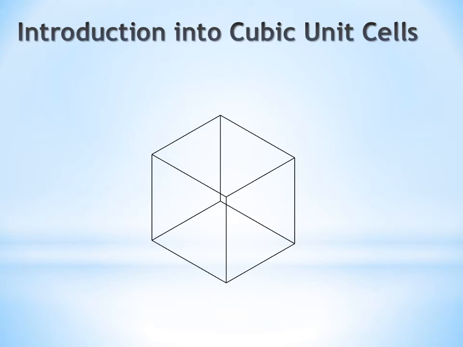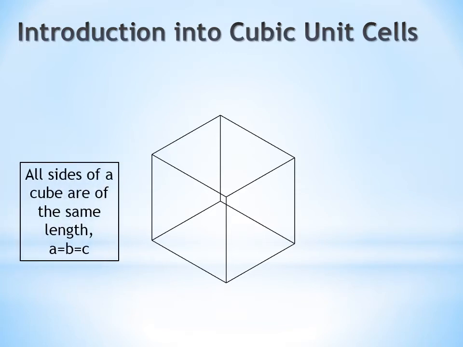Taking one of the 7 crystal systems, we shall start with the cubic crystal system, which essentially begins as a cube. All sides of the cube are of the same length, so A equals B, which equals C.